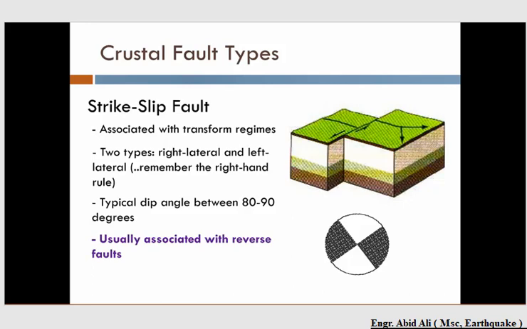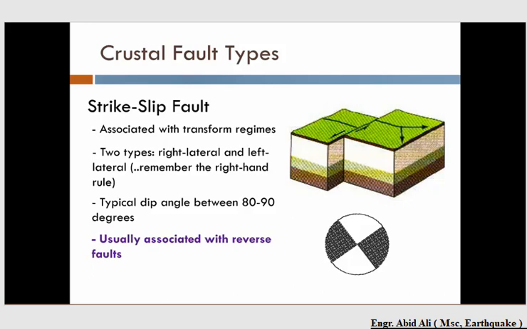So let's learn a little bit about the different types of crustal faults. One of the most common types of crustal fault is the strike slip fault, like what we just talked about. This is the fault where you have horizontal translation in the direction of the fault strike. You tend to see this with the transform regime. There are two types: a right lateral strike slip and a left lateral strike slip.